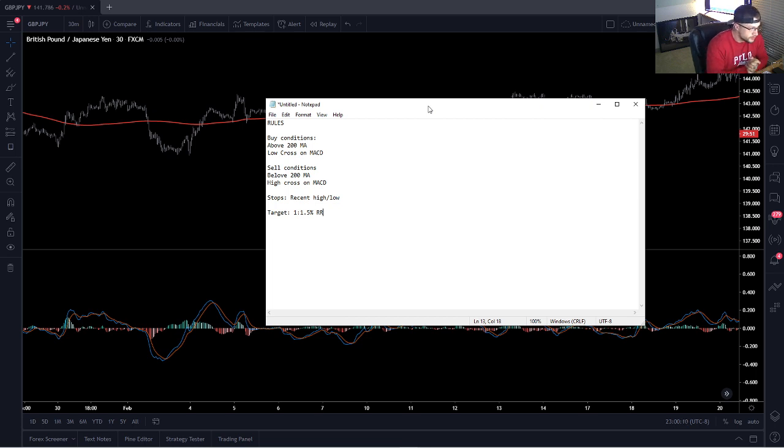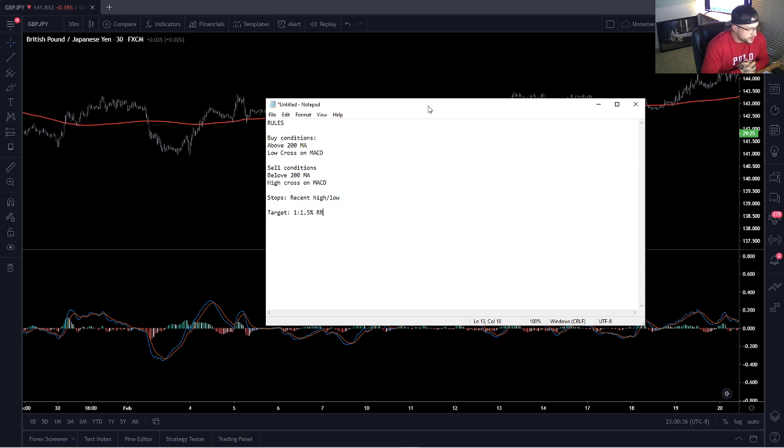So obviously the opposite of that would be our sell conditions, which are going to be below a 200 moving average and then a high cross on the MACD. So if price is trading below a 200 moving average and then we get a high cross on the MACD, what that's going to indicate is a pullback into a downtrend, and we're going to sell into that downtrend. Okay, so that's the strategy. That's basically what we're doing.